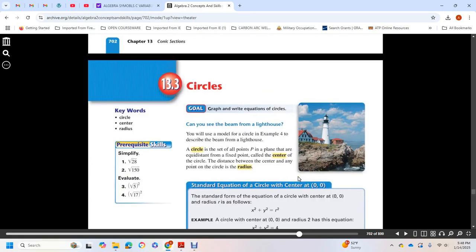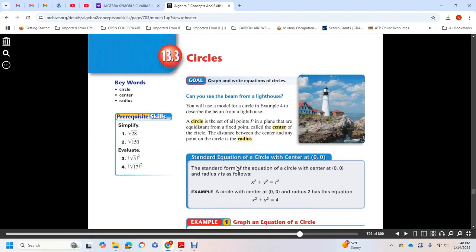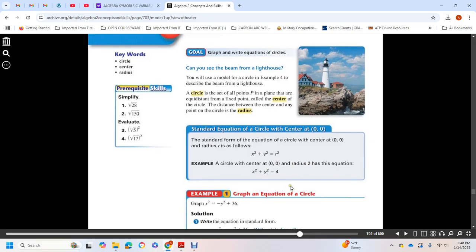13.3 Circles. You can use the model of a circle equation, example 4, to describe the lighthouse. A circle is the set of all points P in a plane that are an equal distance from a fixed point, the center of the circle. The distance between the center and any point on the circle is called the radius. The standard form of the equation of a circle with center (0, 0) and radius r is x squared plus y squared equals r squared. A circle with center (0, 0) and a radius of 2 has the equation x squared plus y squared equals 4.